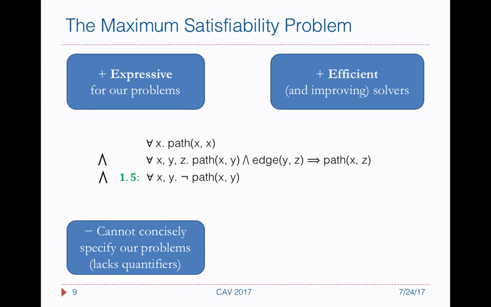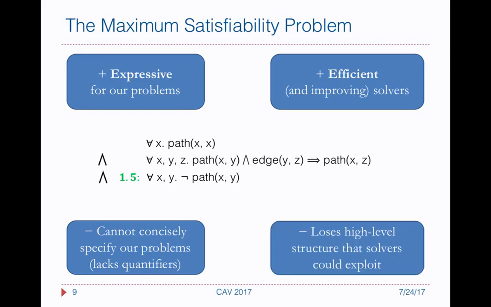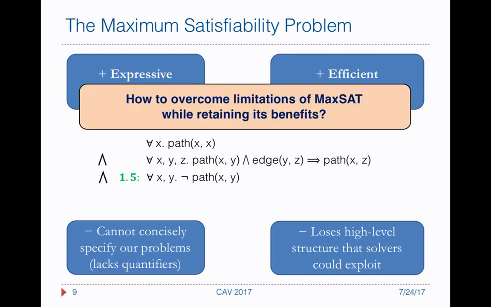Now, of course, you cannot give this as input to a MaxSAT solver because it has quantifiers. So this is something which is lacking in MaxSAT. Another is there's a lack of a high-level structure in MaxSAT at the propositional level that, as I'll show later in the talk, is necessary if we want to scale to very large MaxSAT instances. So a key challenge is how do we overcome the limitations of MaxSAT while retaining these benefits?